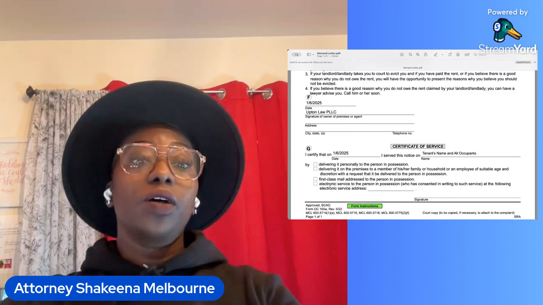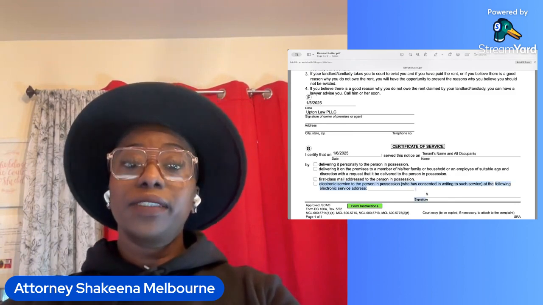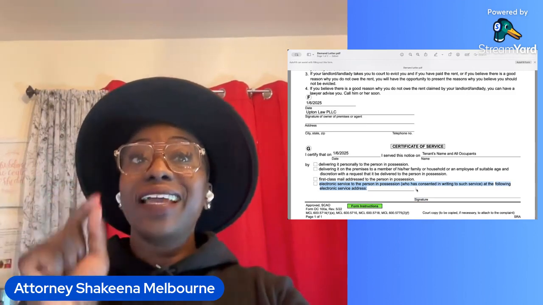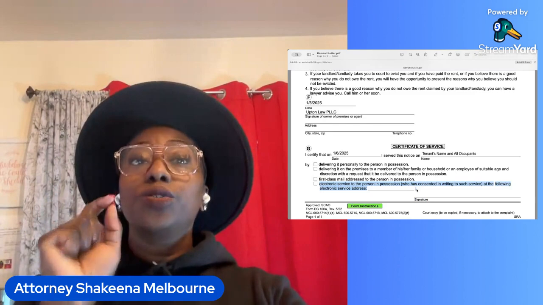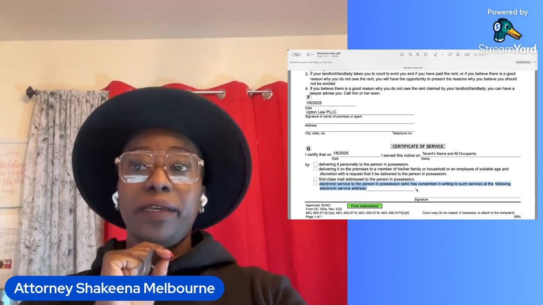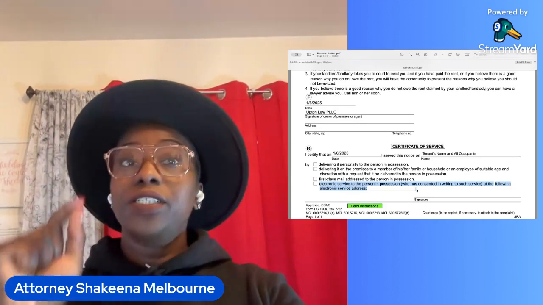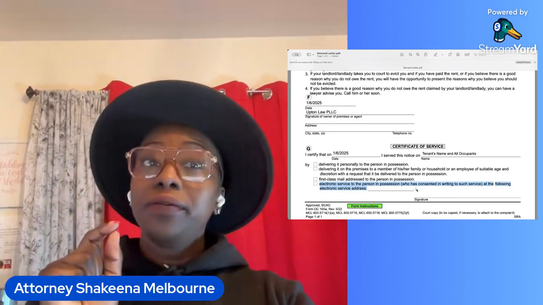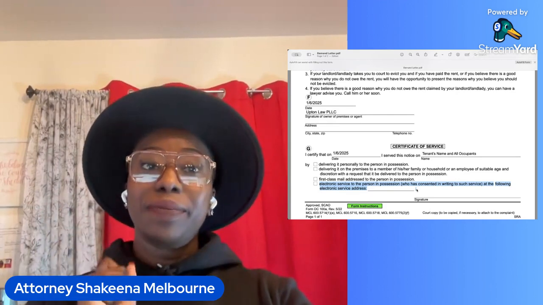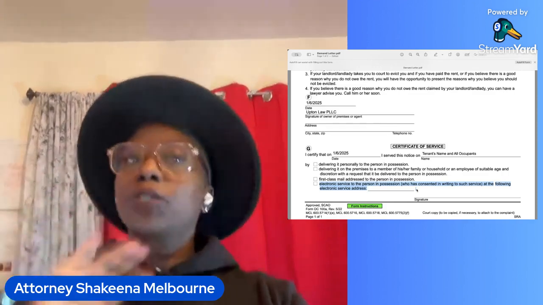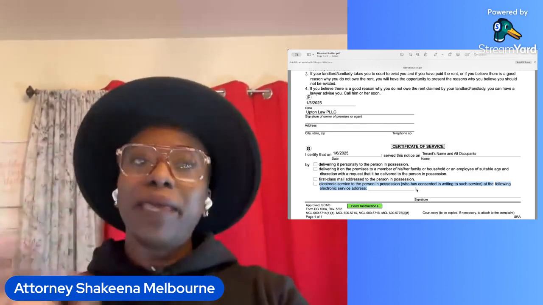And please note, the only way you can use the box for email and the email address is if your lease agreement says you can give notice to your tenants by email. If your lease agreement does not include language that you can give notice by email, you cannot give notice by email. Period, point blank.